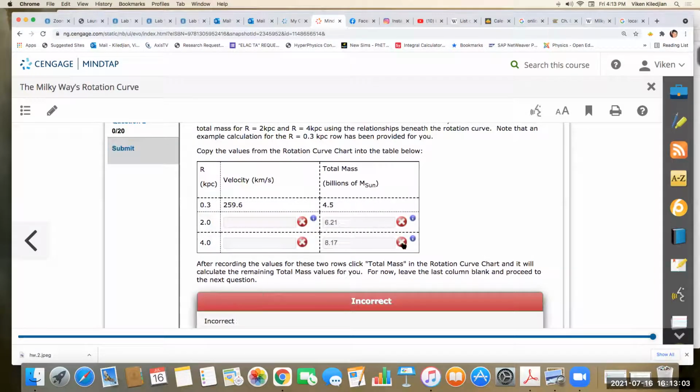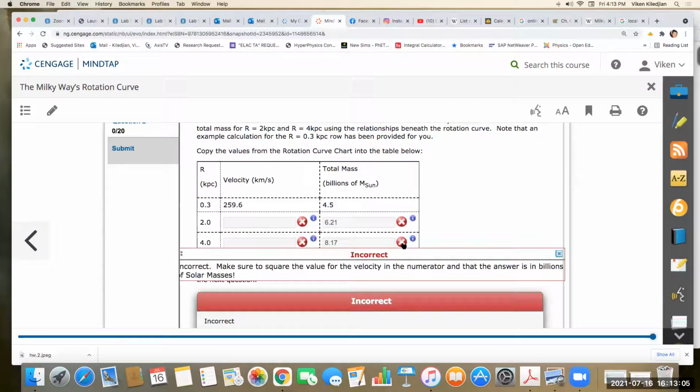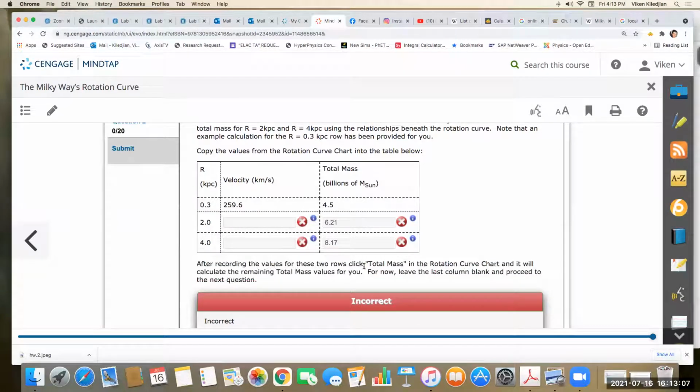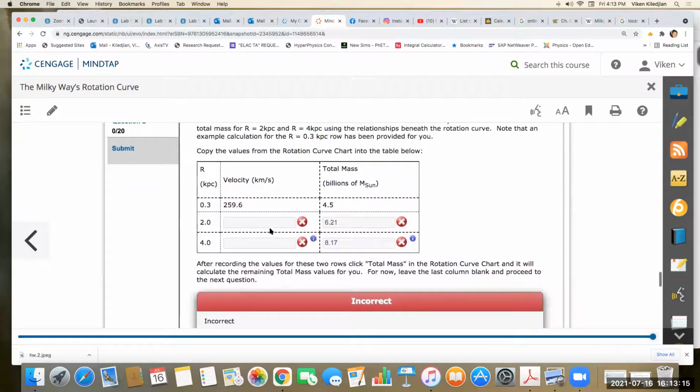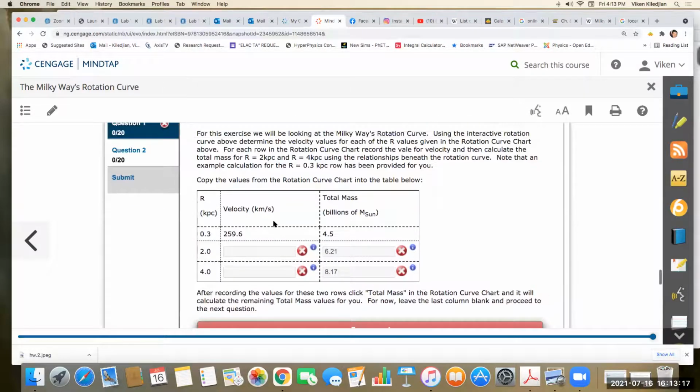Oh, I was wrong. I didn't do it correctly, but make sure to... okay. So then it'll be something like that. So then you take a picture of that.